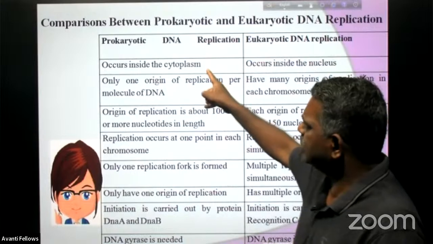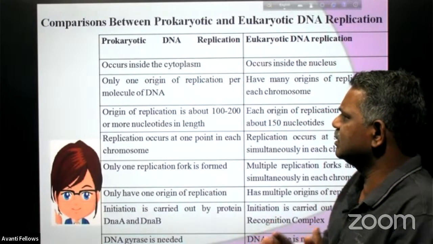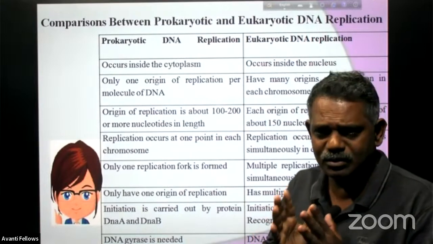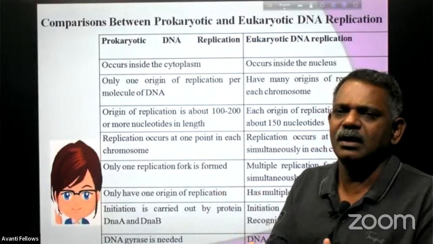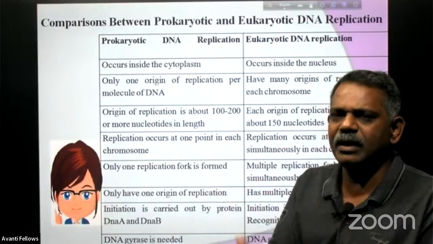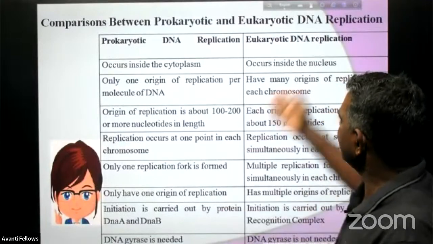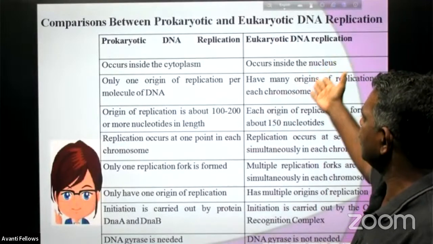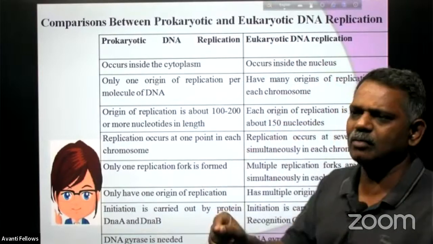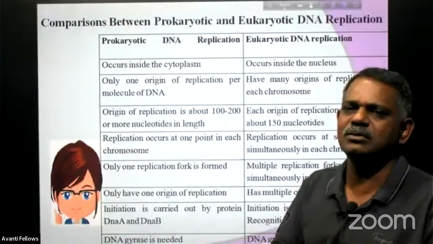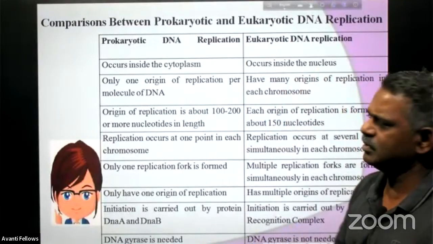The first one: in a prokaryotic cell, it occurs in the cytoplasm only because there is no nucleus. Their DNA is naked, without any nuclear envelope or cover. Whereas in a eukaryotic cell it occurs inside the nucleus. The DNA is in the chromosome and the chromosome is in the nucleus only. So naturally, this will take place in the nucleus itself.